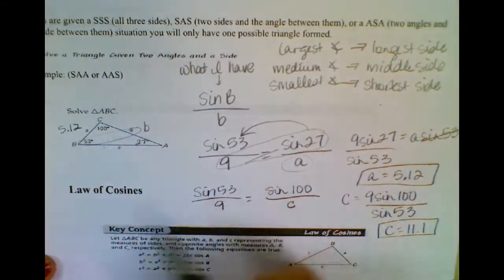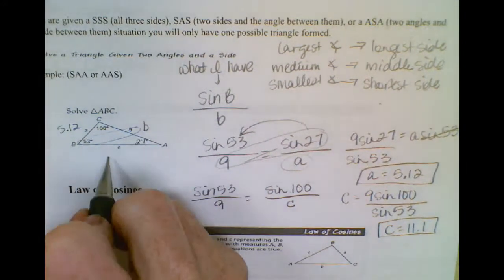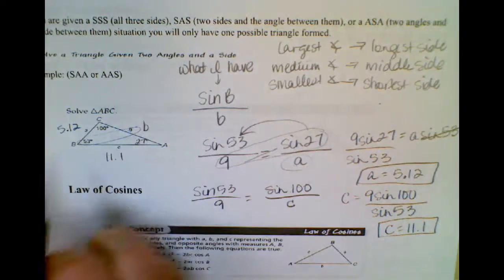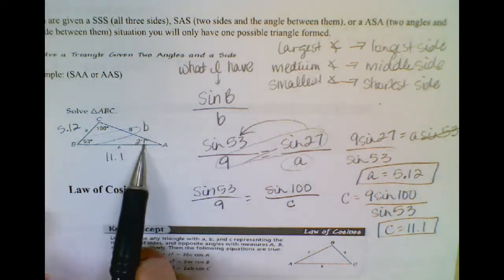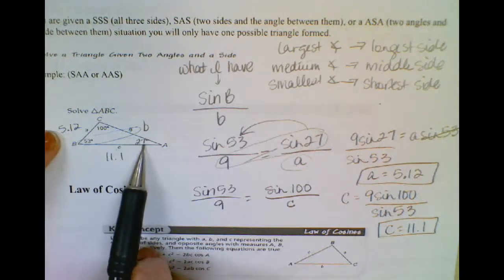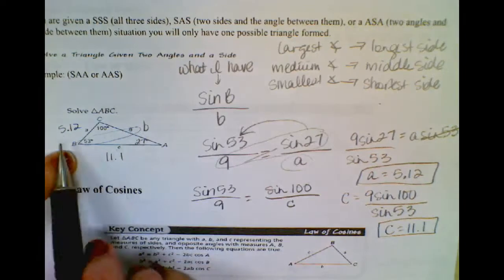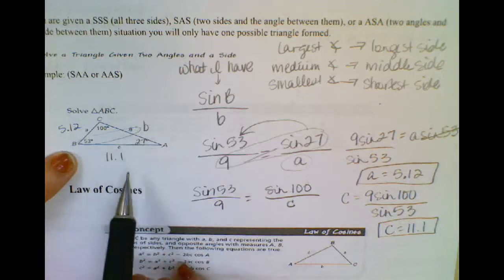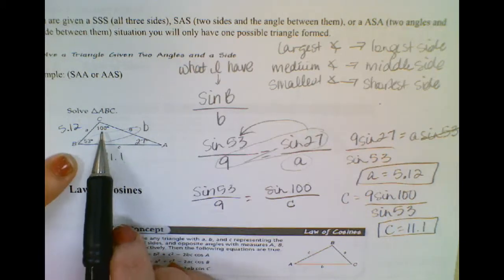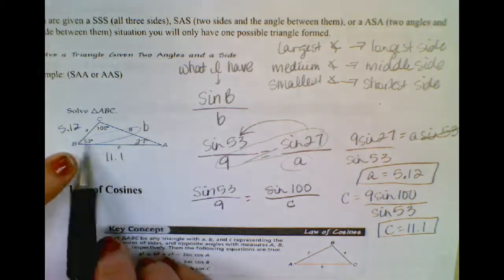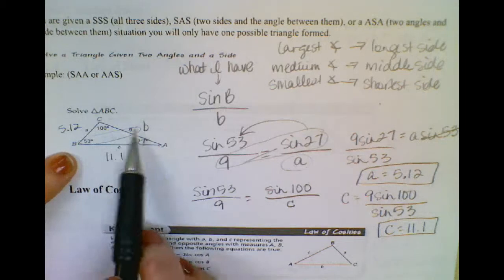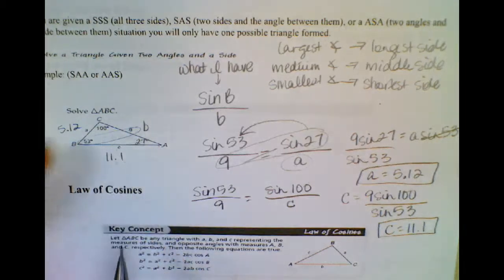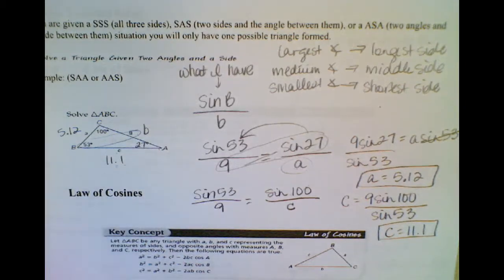So now let's go see if we put these measurements in, if that sounds reasonable. So we've got 11.1 for that. So 27 is our smallest angle, and it's directly across from our shortest side. 53 is our middle angle, and it's directly across from 9, which is in between 5.12 and 11.1, so far we're okay. And 100 is our largest angle, and it's directly across from the hypotenuse, which is by measurement also the longest side at 11.1. So that's a reasonable answer to have, okay?